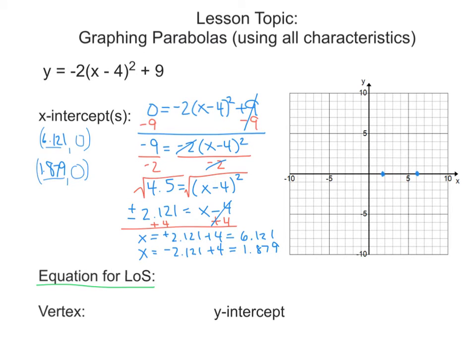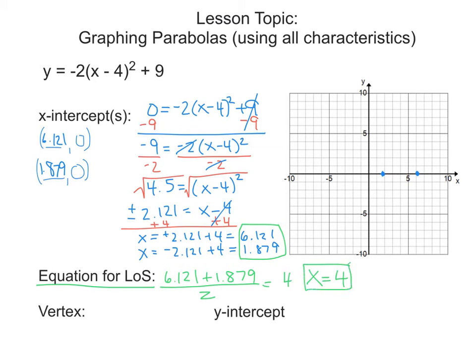So we're going to add the two x values and divide by 2 to find the middle, like we've found averages since elementary school. So what we're going to do here is we're going to take our two x-intercepts, 6.121 plus 1.879, and we're going to divide that by 2. We're going to take these two values for our x-intercepts and we're going to find their average. So add them up and divide by 2. When we do that, we're going to find the answer here is 4. So what is our equation for our line of symmetry? The equation for our line of symmetry is x equals 4.